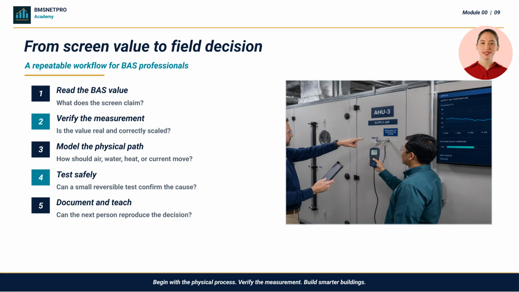This is the field workflow learners should practice throughout the course. A value on the screen is a starting point, not the final answer. First, read what the BAS claims. Second, verify the measurement when the decision is important. Third, model the physical path: air, water, heat, pressure, electrical current, or mechanical movement. Fourth, test safely with a bounded and reversible action. Fifth, document and teach the lesson. The image shows exactly the kind of situation this course prepares learners for: a BAS value, a physical sensor, field verification, and a system response that must make engineering sense.